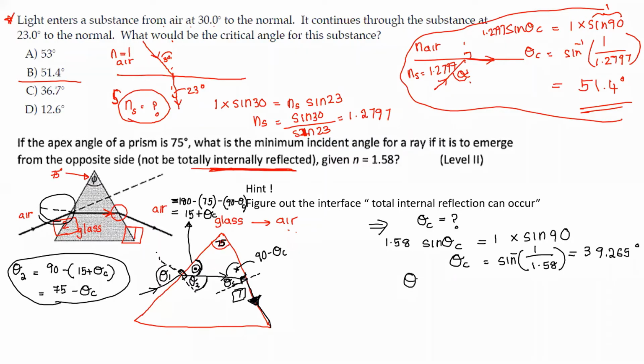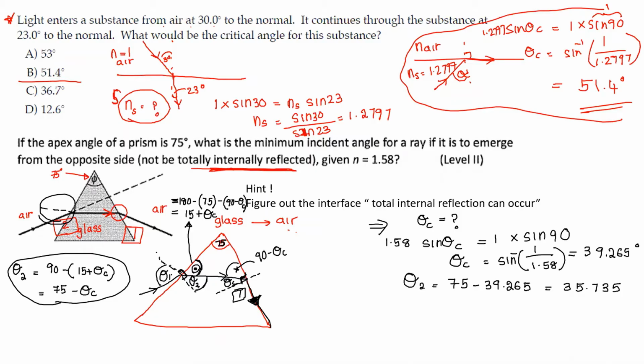So we have theta c, and we also know the relationship between theta 2 and theta c, right? So what is theta 2? Theta 2 is 75 minus theta c, which is 75 minus 39.265, which is equal to 35.735. So now we know theta 2.